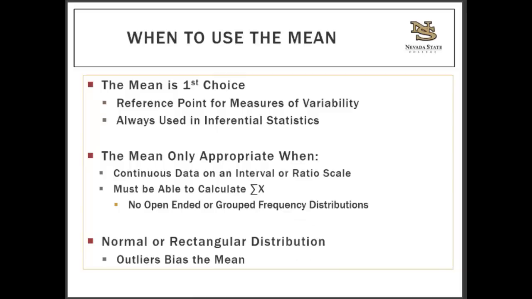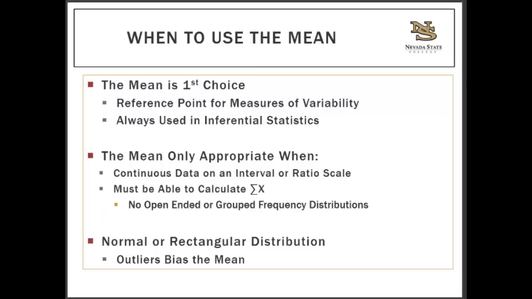So the mean uses every single score in the distribution and is very closely related to measures of variability, the next chapter that you'll be seeing. So the mean is always preferred and always used in inferential statistics, even if we have a situation where the mean isn't the most appropriate measure of central tendency. However, the mean cannot be calculated when you have open distributions.